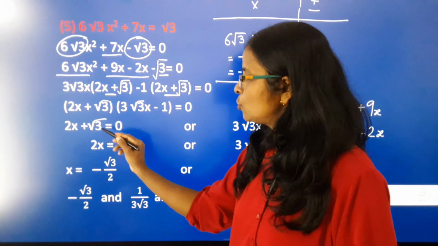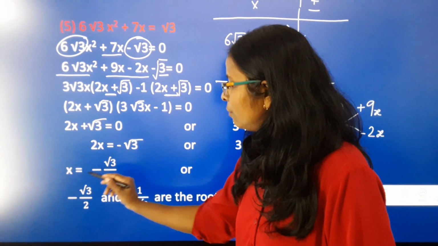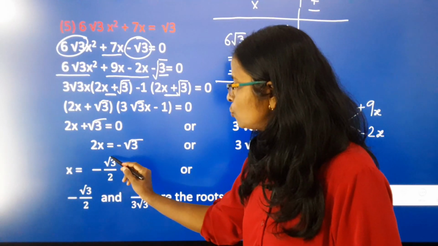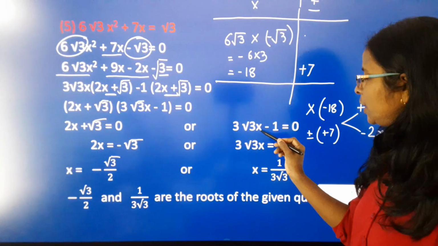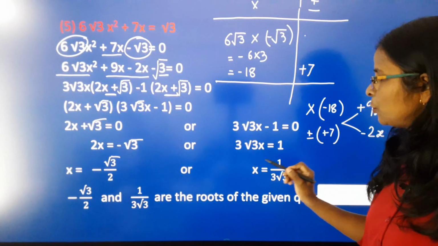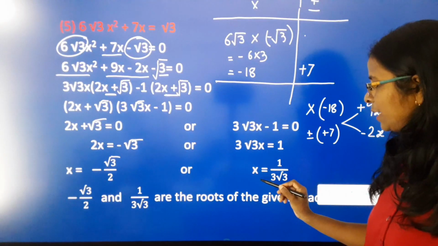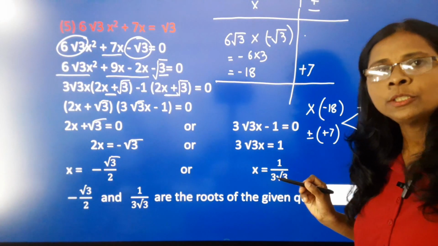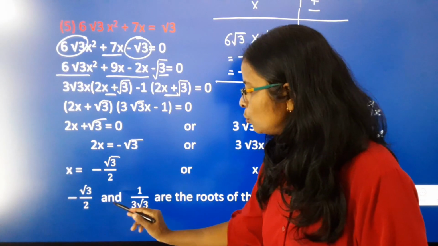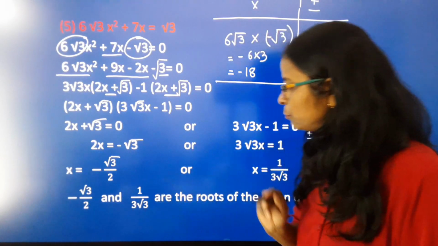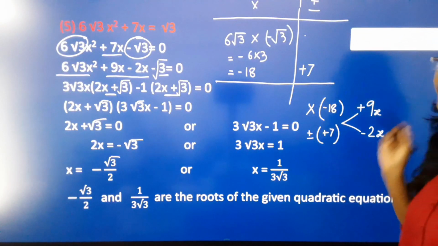So now here solve this. 2x is equal to minus root 3, x is equal to minus root 3 upon 2, and here 3 root 3 x minus 1 is equal to 0, 3 root 3 x is equal to 1, so x is equal to 1 upon 3 root 3. So here minus root 3 upon 2 and 1 upon 3 root 3 are the roots of the given quadratic equation.